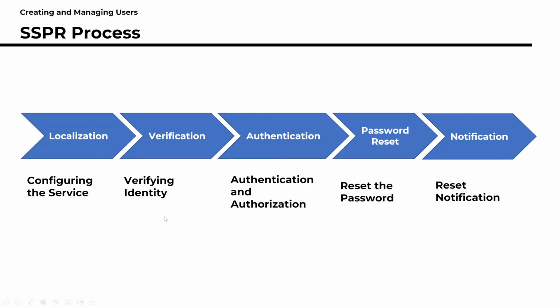After the identity is verified, there is a phase called authentication and authorization. In this phase, the system will verify if the particular user has access to reset the password, or whether he is authorized to reset the password on his own. We need to verify that as well. Once the service is configured, the identity is verified, and the user is authorized to reset the password on his own, he can just reset the password by going into the portal, and a notification will be sent once the reset is done.